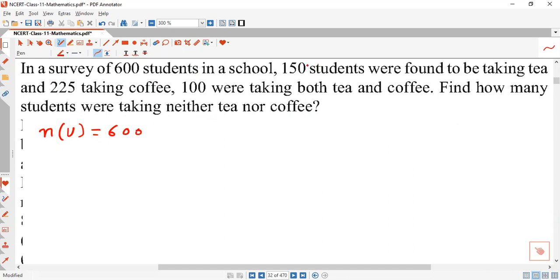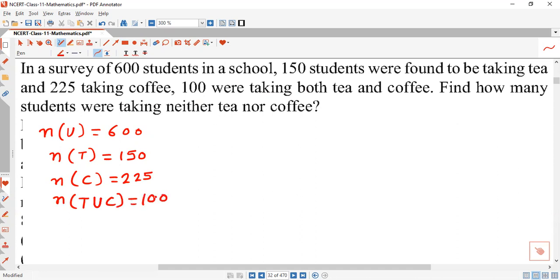Total students are 600. 150 students were found to be taking tea, so the number of students who are taking tea is 150. And 225 taking coffee, so the number of students who are taking coffee is 225. 100 were taking both tea and coffee, so the number of students who are taking tea and coffee both is 100. Find how many students were taking neither tea nor coffee.